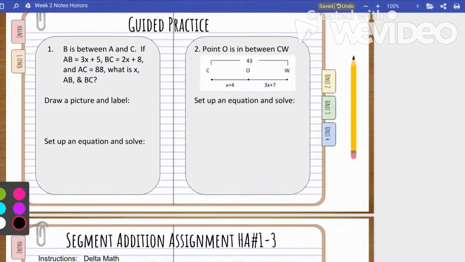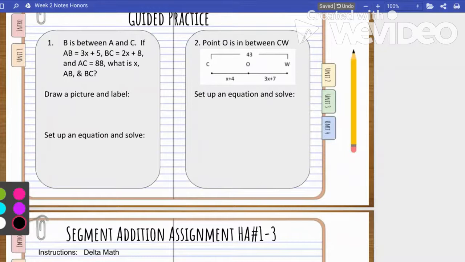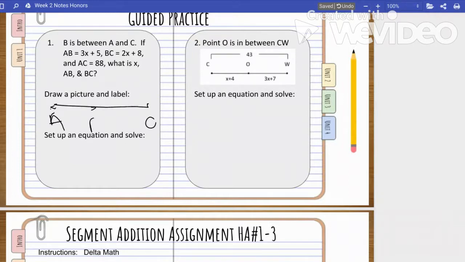Okay, some guided practice here. B is between A and C. So if I draw a picture of that, I have B is between A and C. So I'm going to have A, C, and B is somewhere in between. It's not the midpoint. It just says it's somewhere in between.